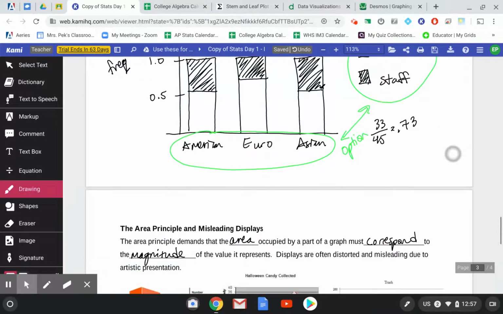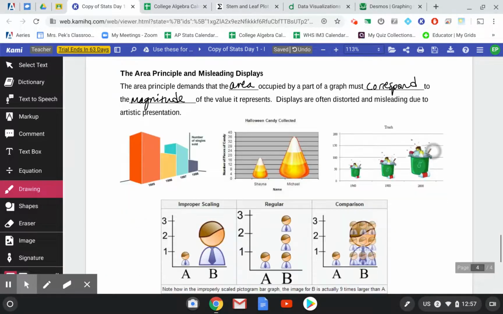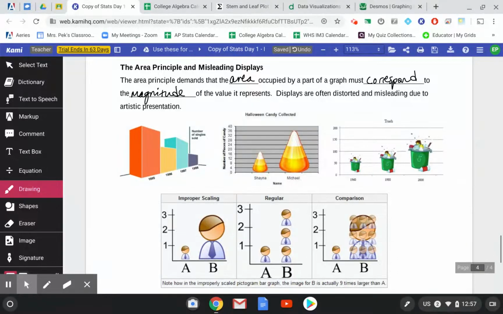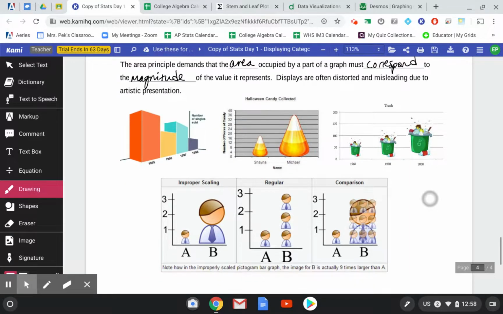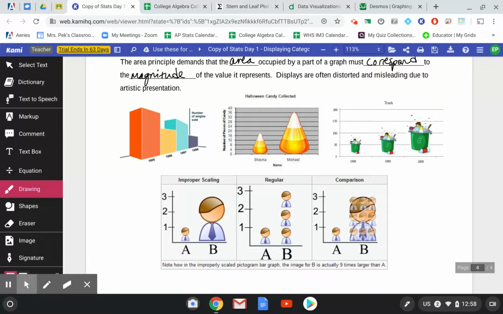All right, and then the last little piece here, we're just going to talk about misleading displays. The area principle demands that the area occupied by a part of the graph must correspond to the magnitude of the value it represents. So I know that some of these graphs look fancy and they look fun and nice to look at, but these are really bad graphs.